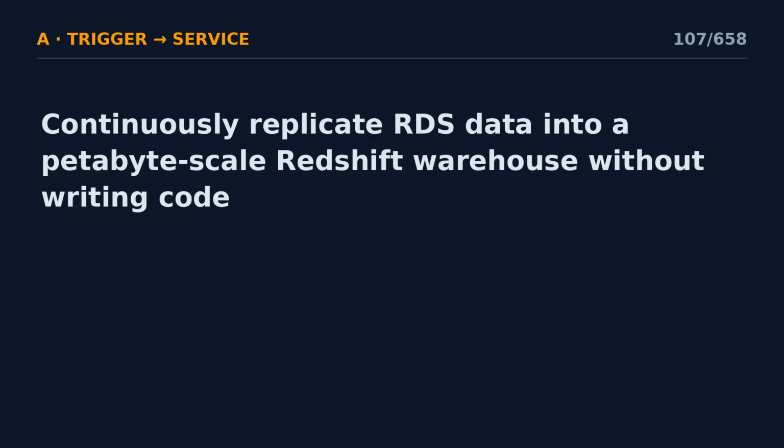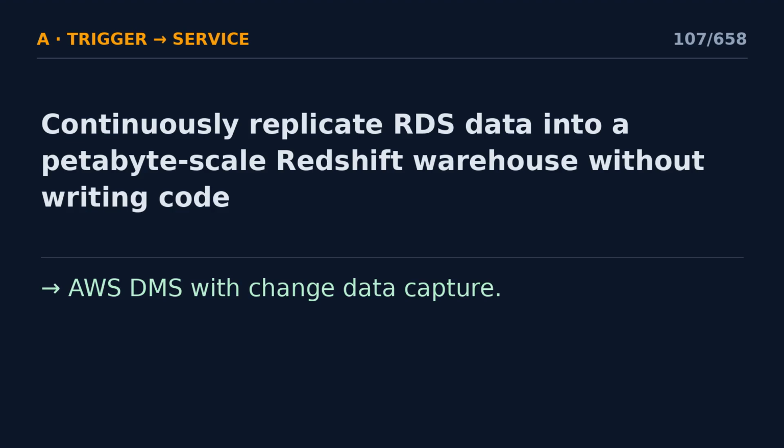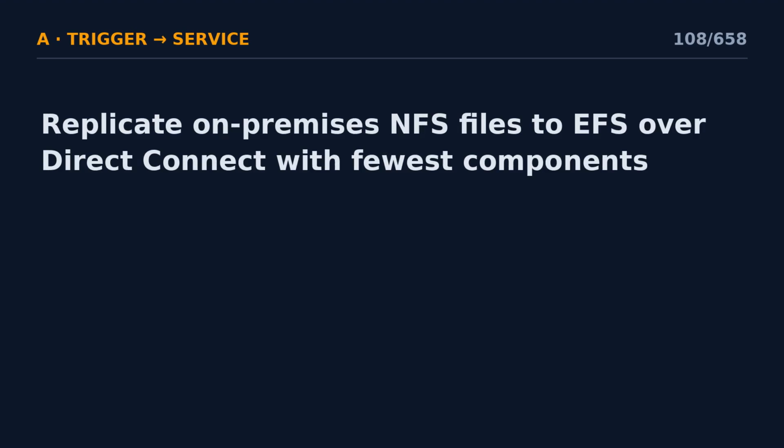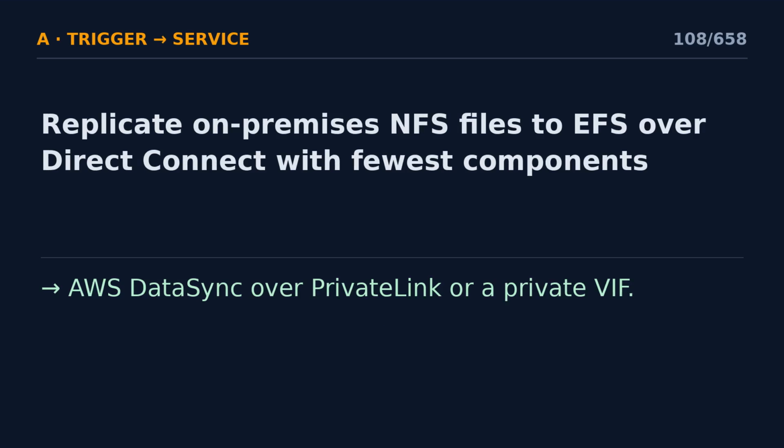Continuously replicate RDS data into a petabyte-scale Redshift warehouse without writing code. Answer: AWS DMS with change data capture. Replicate on-premises NFS files to EFS over Direct Connect with fewest components. Answer: AWS DataSync over PrivateLink or private VIF.